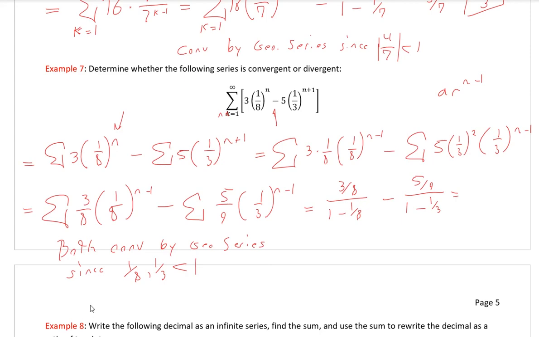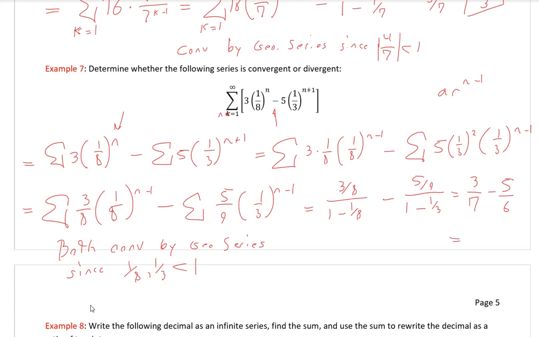So that'll give you 3/8 over 7/8. The eighths will cancel. You have 3 over 7. The second one, you'll have 5/9 over 2/3. Some of the 3's will cancel. You'll have another 2 on the bottom. Times 3, you'll have 5/6.